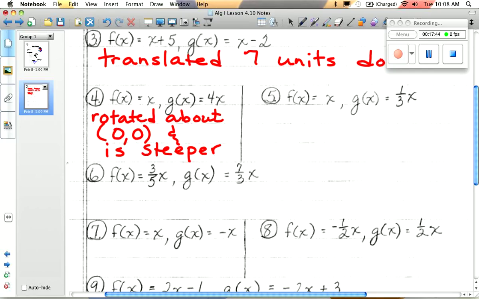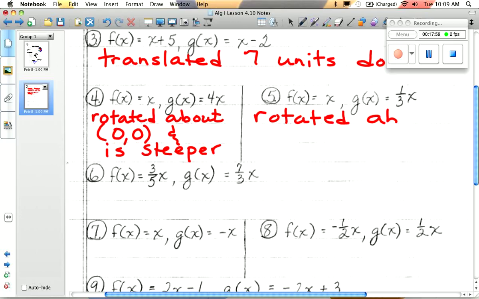So we're going to first talk about the rotation here, because they both have a positive slope, so we know there's no reflection that went on. So rotated, we are going to talk in verb form.